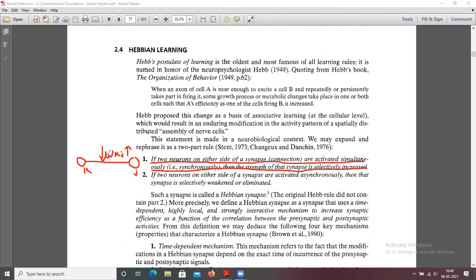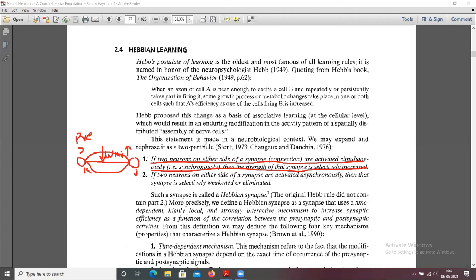In the first case, we have a presynaptic neuron K, and this is the postsynaptic neuron J, and this is the synapse. If they are simultaneously excited, then the synaptic weight WKJ is increased. Similarly, if they are activated asynchronously, then the weight between these two neurons will be decreased or eliminated.